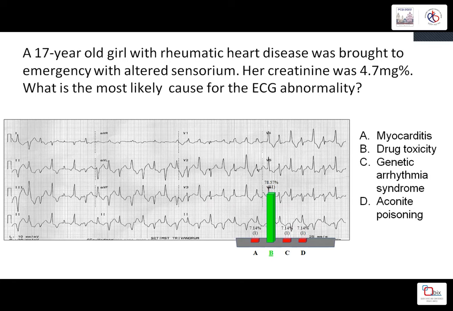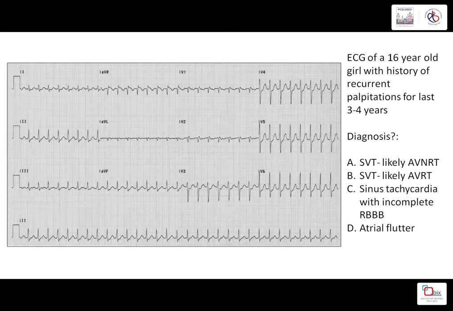Good. Next slide, please. The ECG of a 16-year-old girl with recurrent palpitations. So, what is the diagnosis? Time is on. Who can answer?